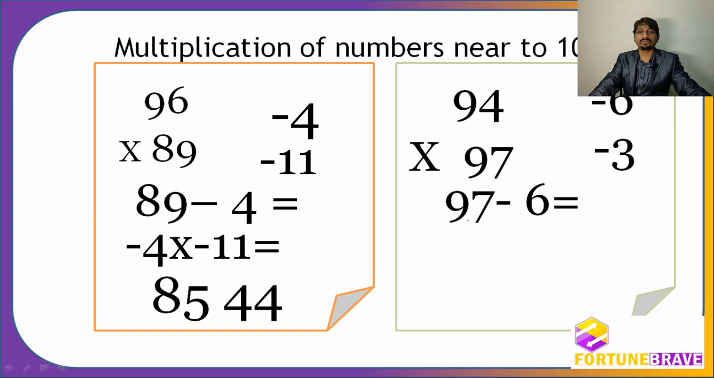See here. Then what we have to do? Cross addition: 97 minus 6. Anyways, you can do 94 minus 3 or 97 minus 6. So what will I get? The first two digits which are written here. Can you see here?